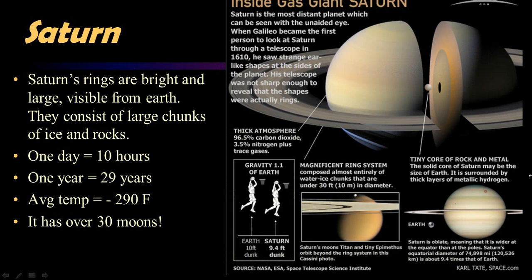So what are the rings made of? We'll get to some pictures of those, and there are large chunks of ice and rocks going around it. So they're orbiting. And some people think that possibly those are broken up moons and things like that. And there are moons embedded in there, and Saturn has many moons as well. Its day is 10 hours. Its year is 29 years. So it takes 29 years to make one trip around the sun. And we have an average temperature here. Once again, it gives us a negative 290. So let's check that and see if that's the case.